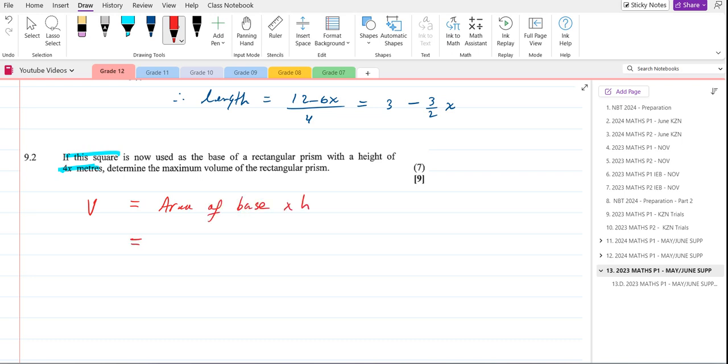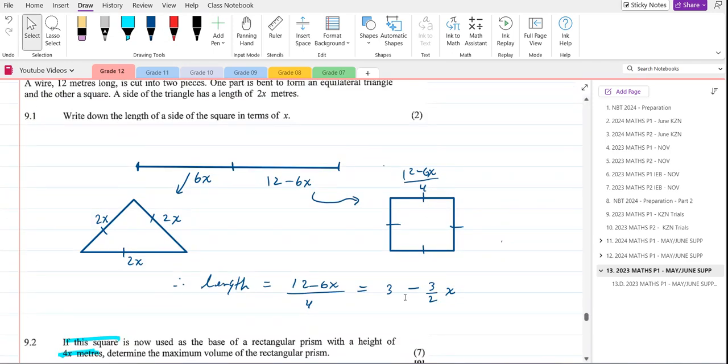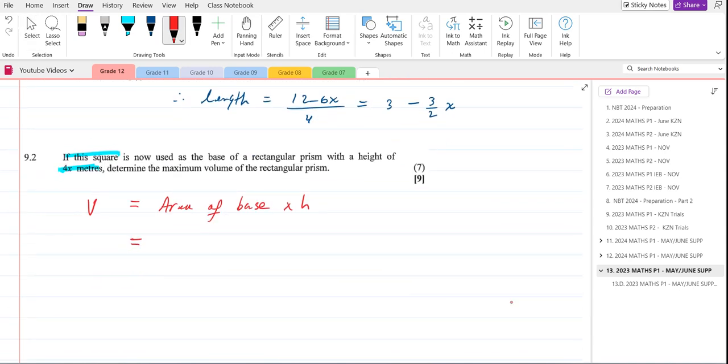What's the area of the base? Area of the base of the square, right? This is already the base. So it's 3 minus 3 over 2 x, all squared. So what we got is 3 minus 3 over 2 x all squared times height, 4x. Alright, and now we need to maximize this.